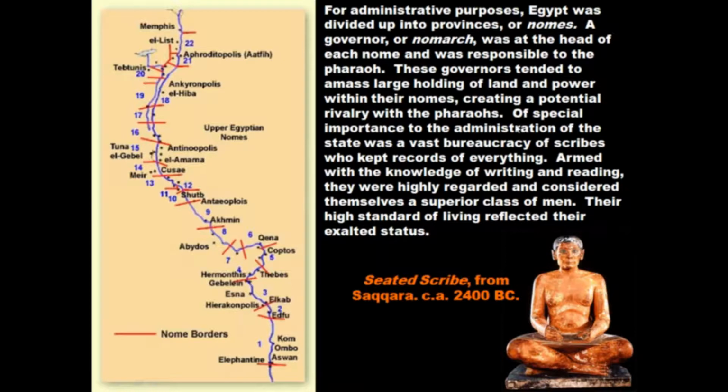Of special importance to the administration of the state was a vast bureaucracy of scribes who kept records of everything. Armed with the knowledge of writing and reading, they were highly regarded and considered themselves a superior class of men. Their high standard of living reflected their exalted status. And as we can see here, this is how the Egyptian scribe looked.